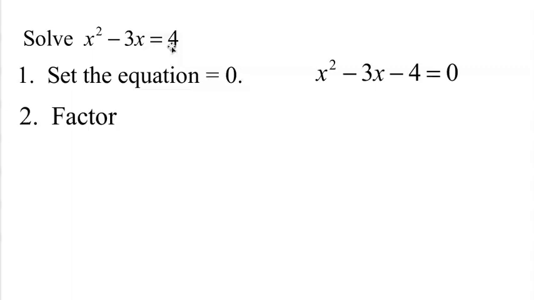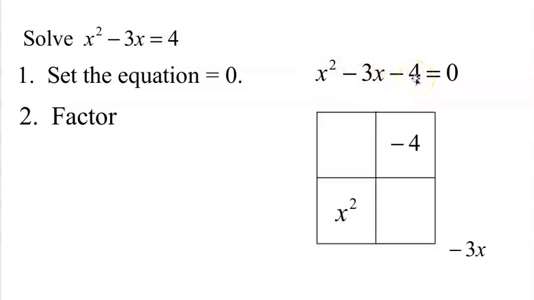Our next strategy is to factor. So I have this trinomial. X squared minus 3x minus 4 needs to be factored. So we'll go ahead and put in our factor box. X squared in the lower left-hand corner, negative 4 in the upper right-hand corner, and the middle term, negative 3x, goes outside.